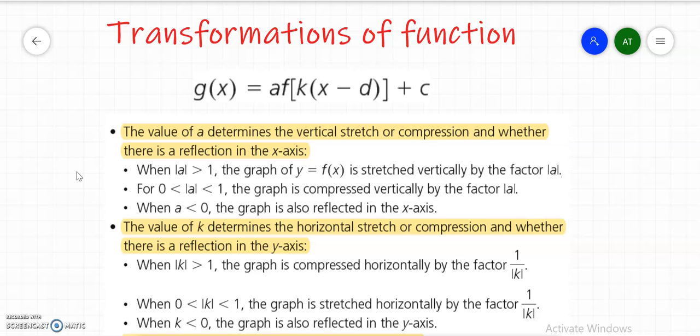In this video we are going to learn the transformations of a function. So let's begin with the transformed equation, that is g of x equals a f of k times (x minus d) plus c. Now what is a, k, d and c?